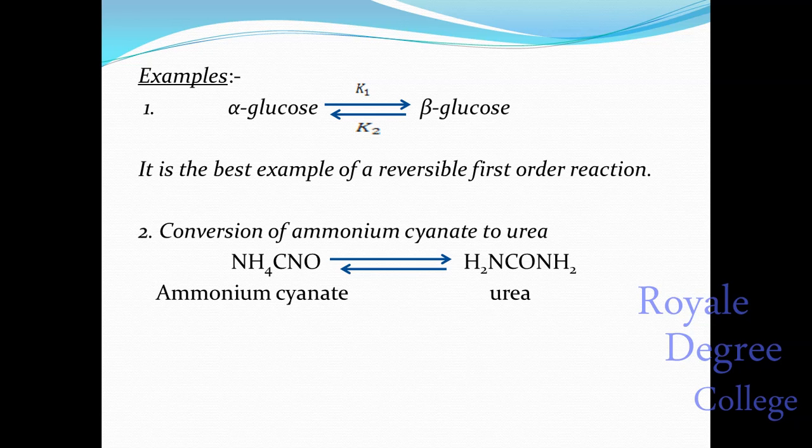So examples we are seeing here. The first example is alpha glucose, which at rate constant K1 is converted to beta glucose, and beta glucose, the product, at rate constant K2 gives back the reactant, that is alpha glucose. It is the best example of a reversible first order reaction. The second example is conversion of ammonium cyanide to urea. NH4CNO is ammonium cyanide. It is converted to urea, NH2CONH2, and from urea again we are getting back the reactant, that is ammonium cyanide. Both are examples of reversible first order reactions.